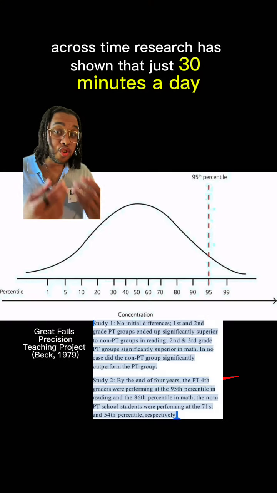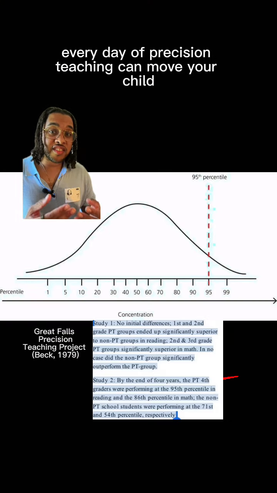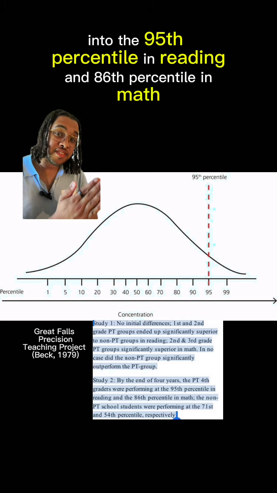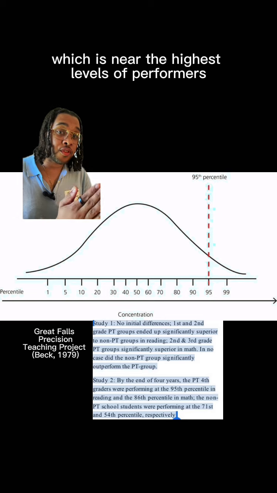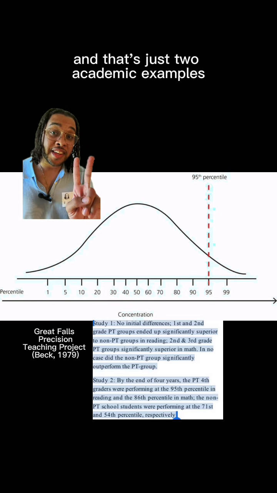Research has shown that just 30 minutes a day, every day of precision teaching can move your child into the 95th percentile in reading and 86th percentile in math, which is near the highest levels of performers. And that's just 2 academic examples.